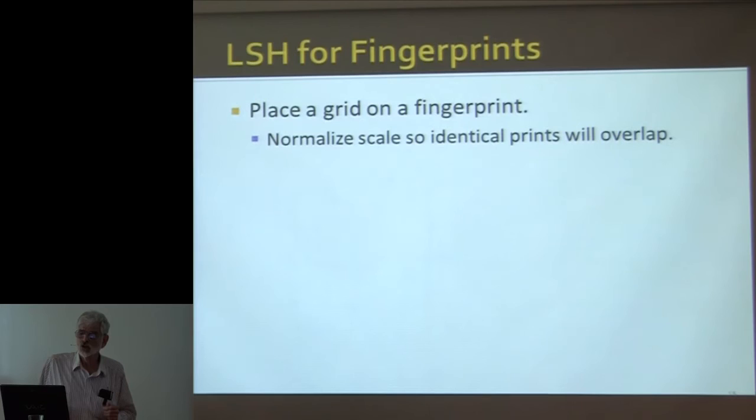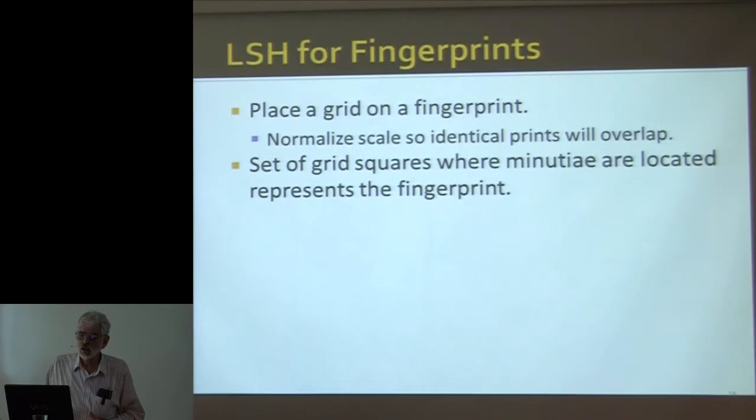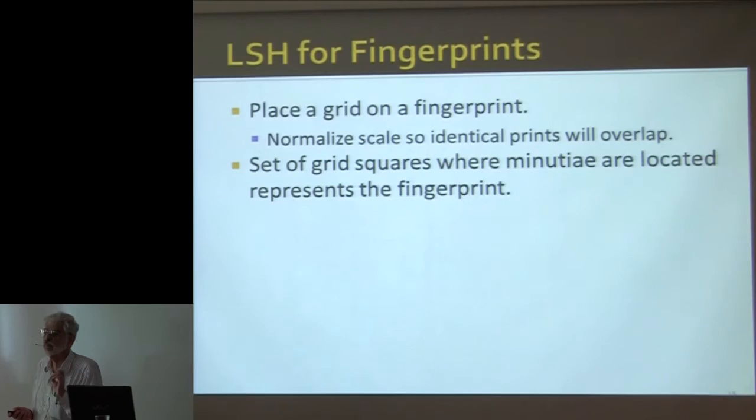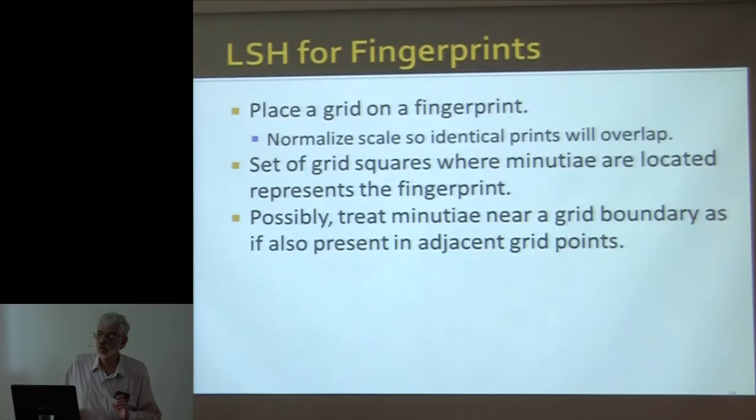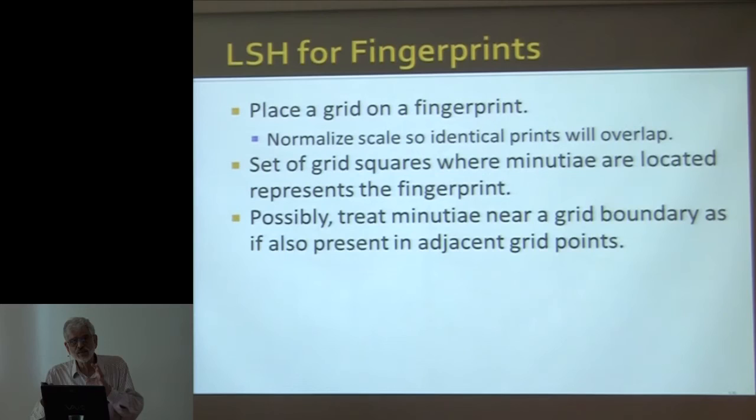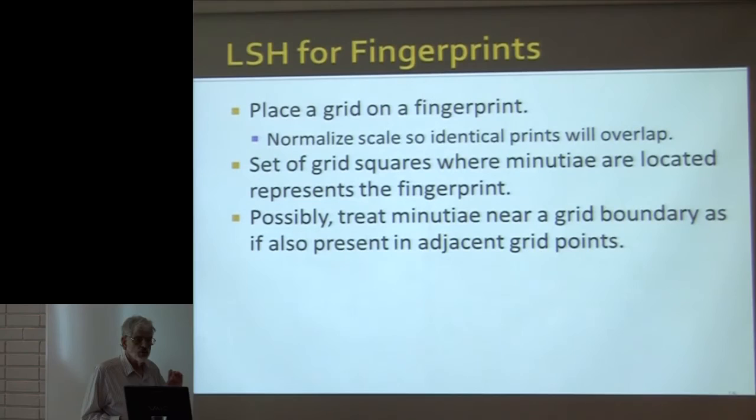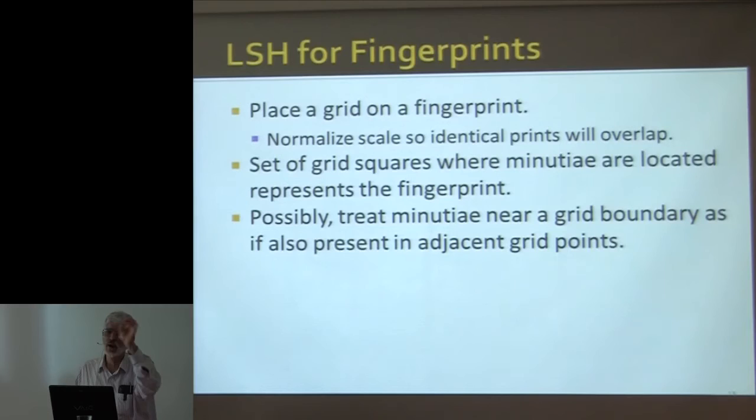Okay, so we're going to put a grid on the fingerprint. First thing you want to do is make sure that the fingerprints are normalized in scale so that the fingerprints will more or less overlay if they're the same fingerprint. And then represent the fingerprint by the set of grid squares in which you have minutiae. And it turns out, because sometimes the alignment isn't perfect, when you have a minutia near the edge or a corner of a grid square, you might want to pretend it's in both that grid square and its neighbors.